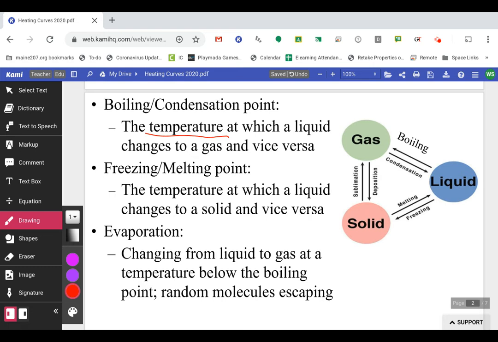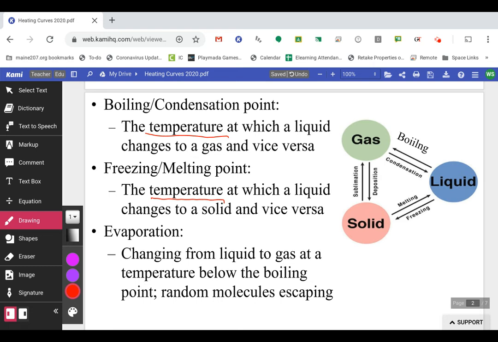Freezing and melting points, same thing. The temperature at which a liquid changes to a solid or a solid back to a liquid. Key thing, the points are the temperatures. So at 0 degrees Celsius, water can exist as liquid or ice as a solid. So you heat ice up to 0, it melts. You cool water down to 0, it freezes. But either way, it's at 0 degrees.